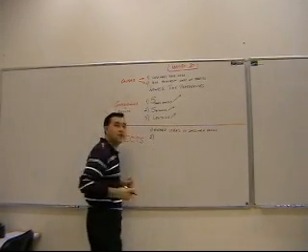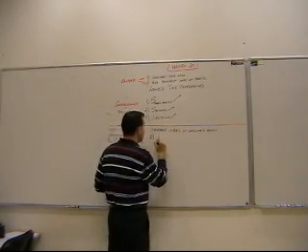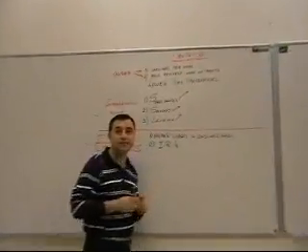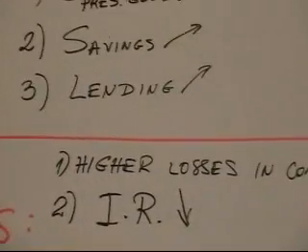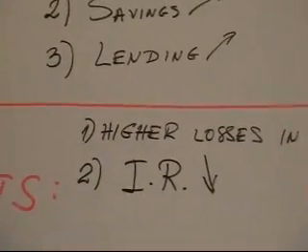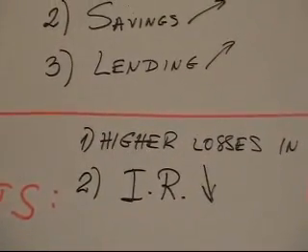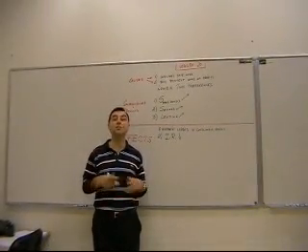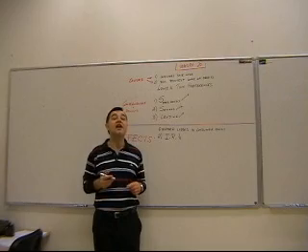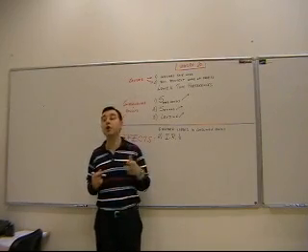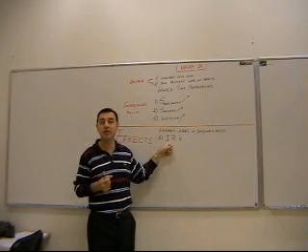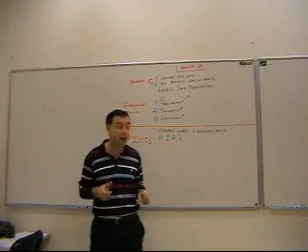Number two is fairly trivial. Interest rates fall. So, when savings increase, the supply of savings increases, but supply of savings is identical to supply of capital. So when supply of capital increases, the price of capital goes down. Well, the price of capital is simply the interest rate. Alright? So interest rates fall.